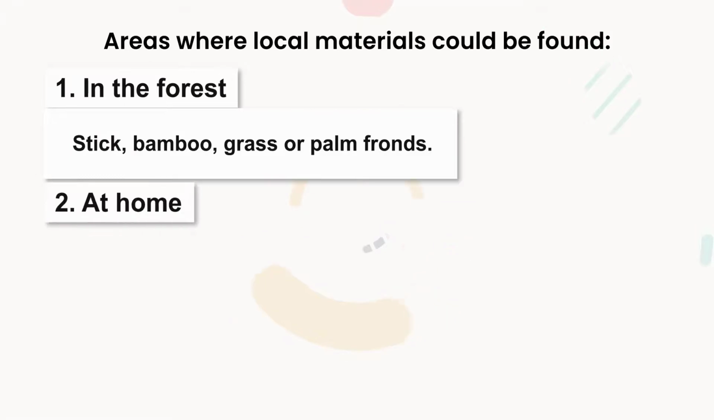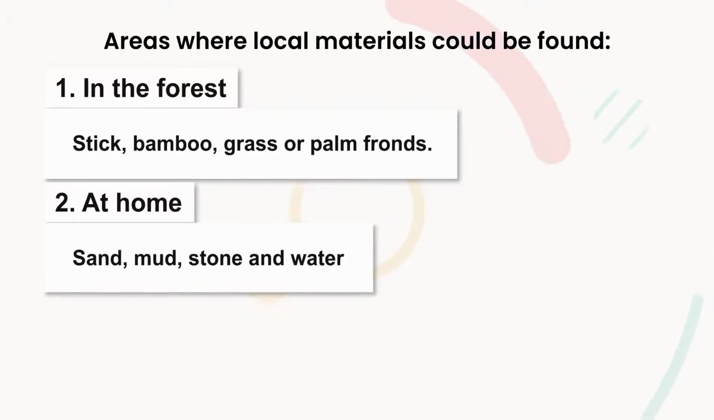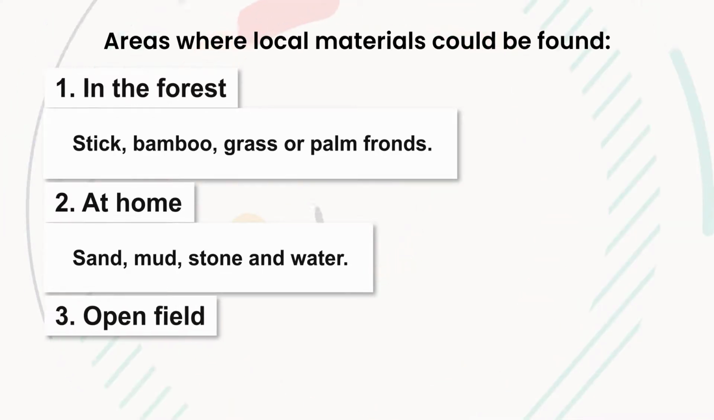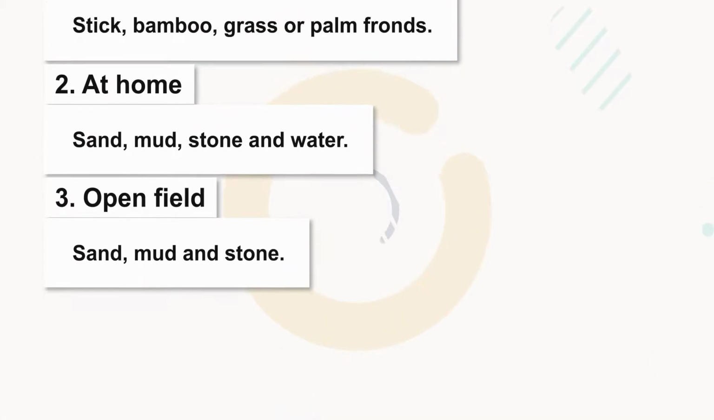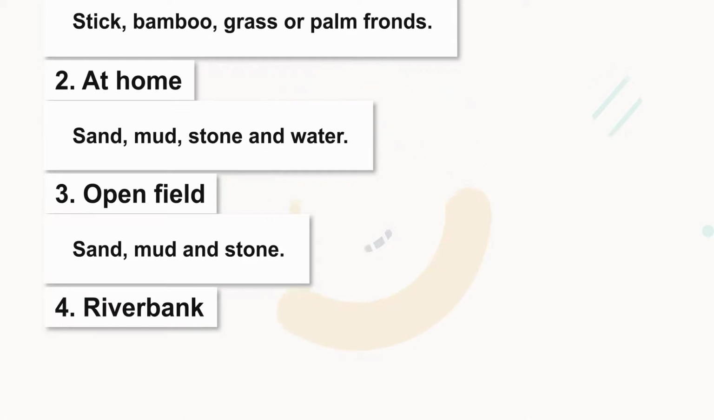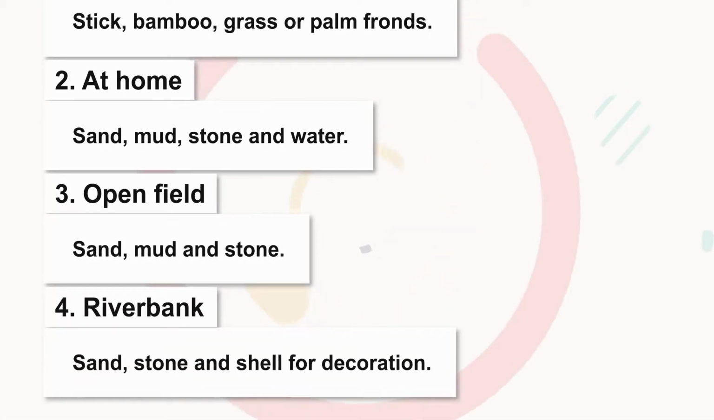Number 2, at home: sand, mud, stone, and water. Number 3, open field: sand, mud, and stone. Number 4, riverbank: sand, stone, and shell for decoration.